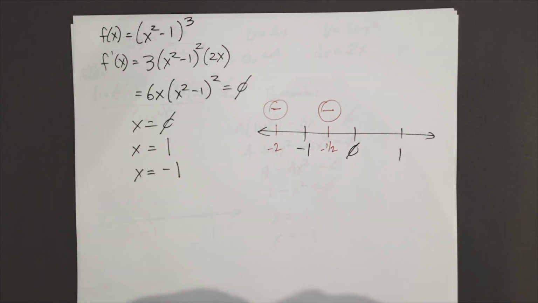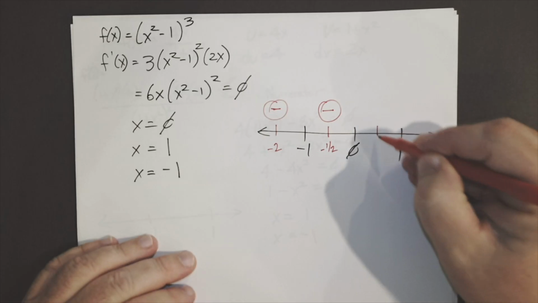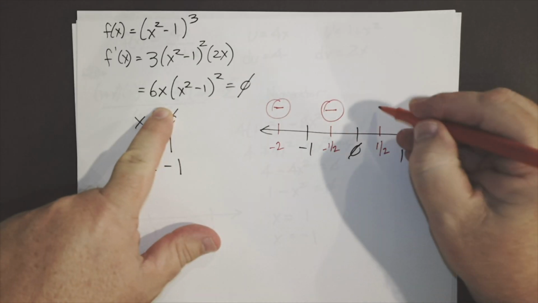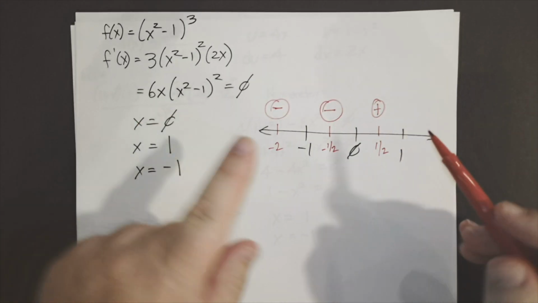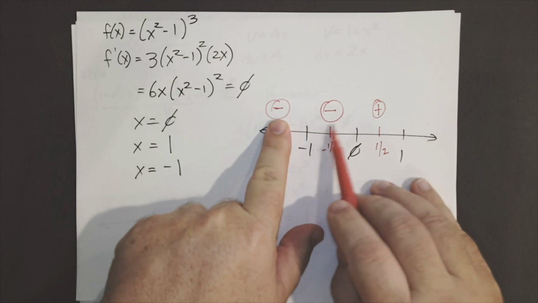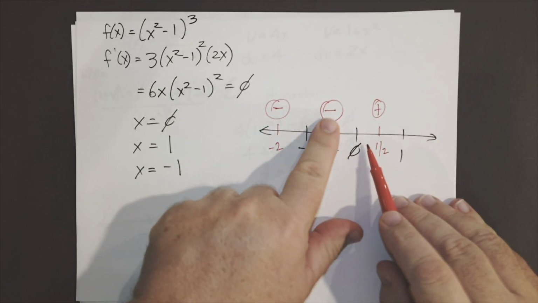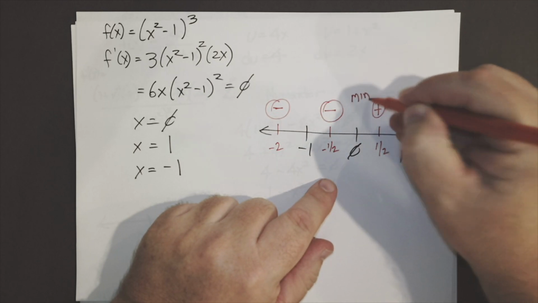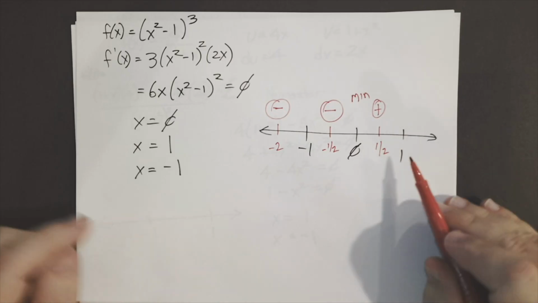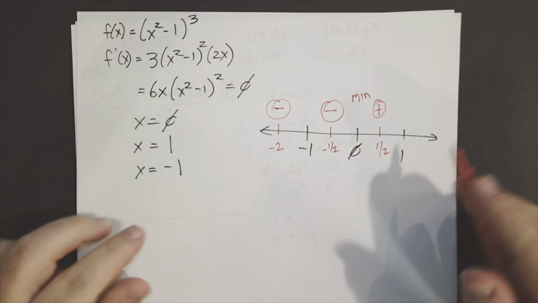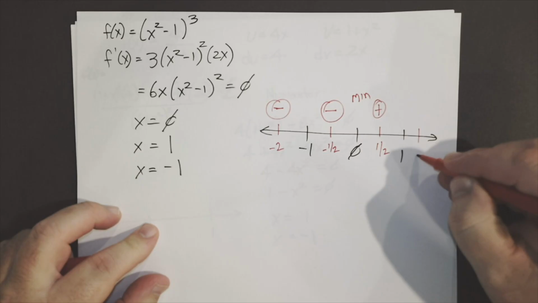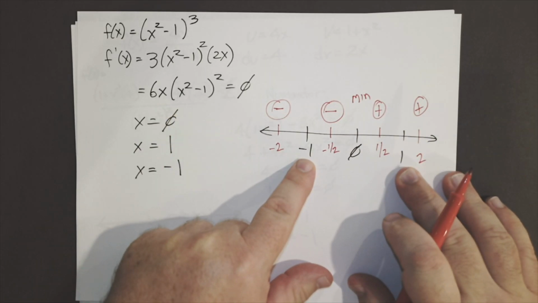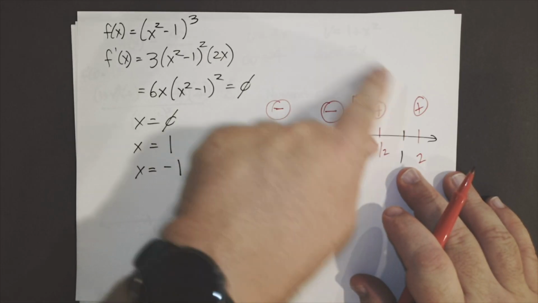Now, let's test over here. Let's test at 1/2. If I test at 1/2, this is now positive. Aha. So I couldn't tell you what this is because this is negative, but I can tell you what this is. Negative on the left, positive on the right. That means this is a min. And then over here, I'm going to put 2 in. Oh, and look, it's positive. So these 2 points are doing their own thing. I don't know what they're doing, but I do know that this point is a min.